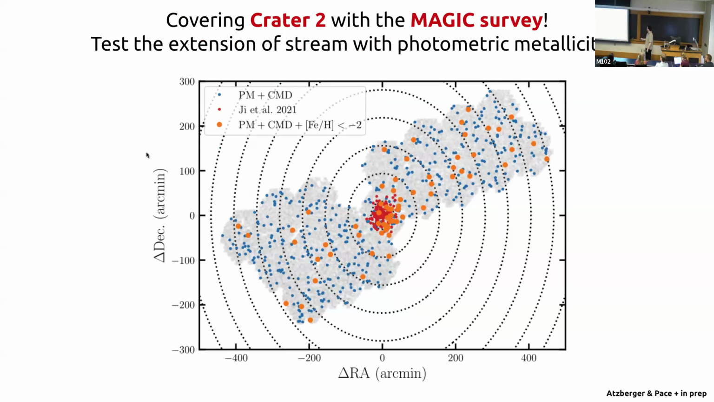And what we are doing with this survey is metallicity-sensitive narrow-band photometry to find the members from metallicities alone and proper motions alone, and trying to ask the question of what is the extension of the stream, which could also inform us about the original dark matter density profile. I think I'm going to stop here and ask if you have any questions for this part of the talk. And I can move on to talk about this MAGIC survey.